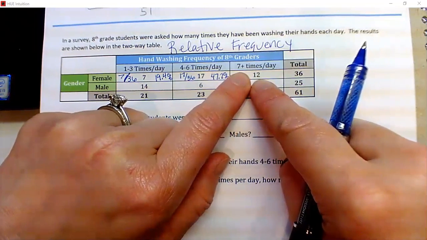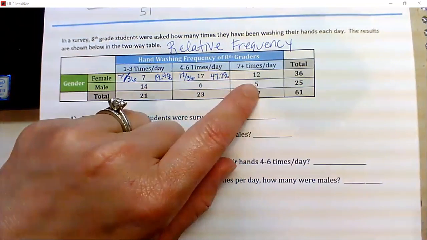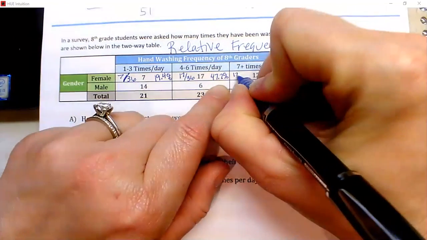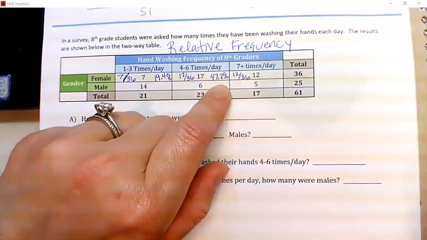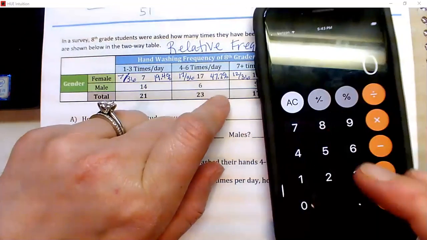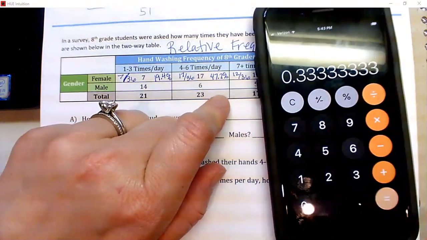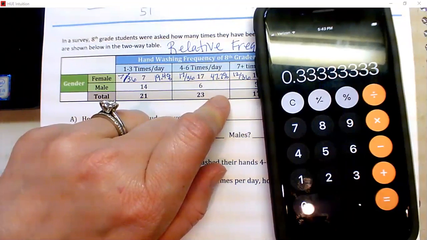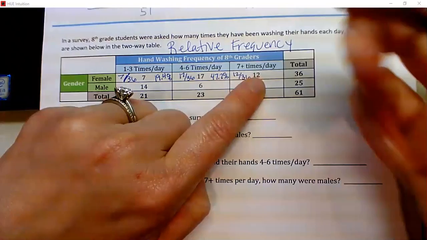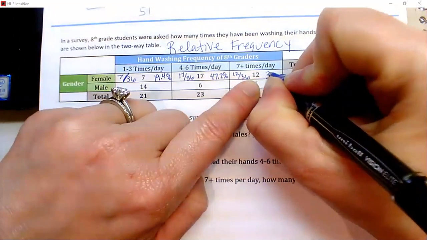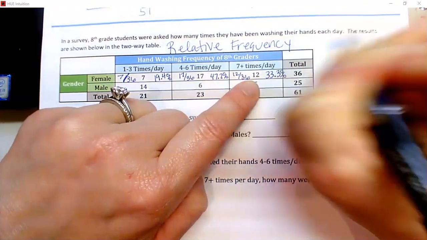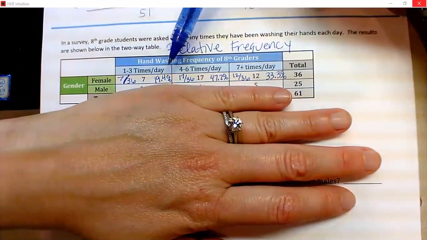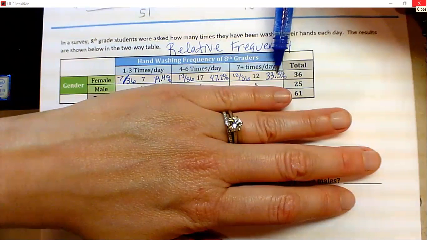I challenge you to actually keep a tally on your phone of how many times a day you've been washing. 12 out of 36. Let's see, 12 divided by 36. Look at that. So that's 33.33%, 1/3 of those females. So 33.33%.